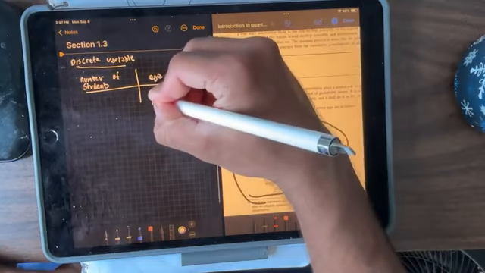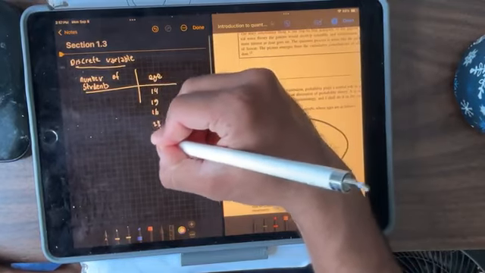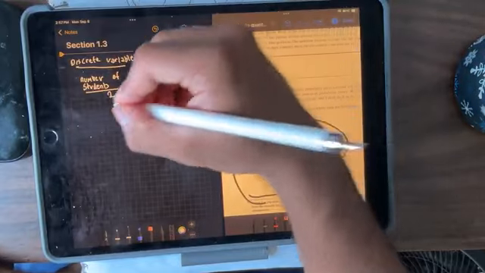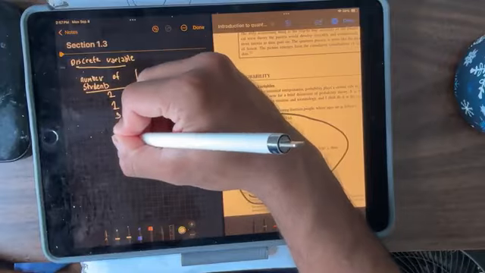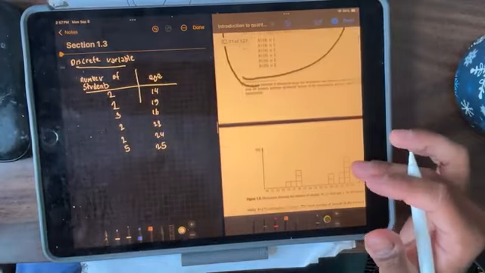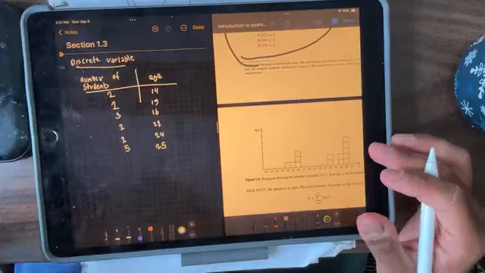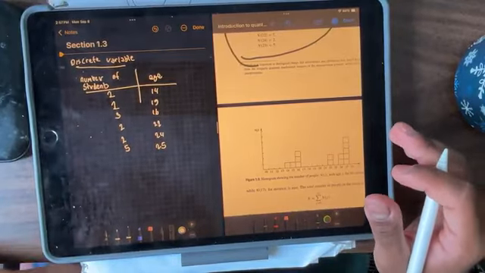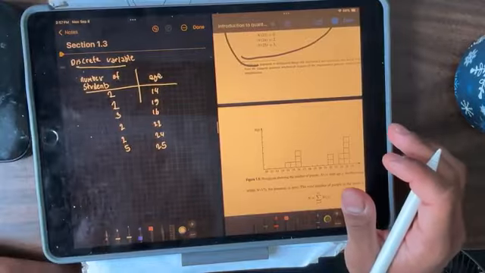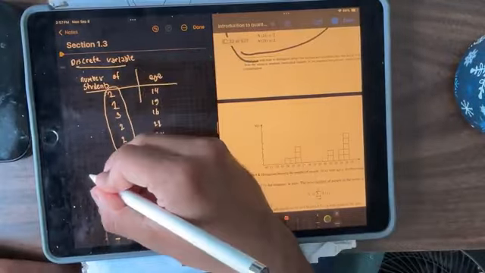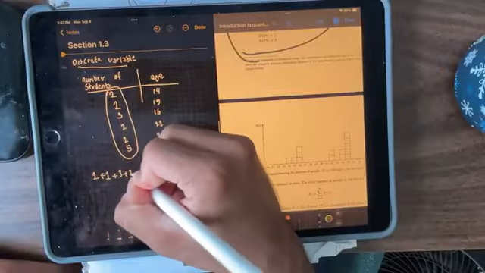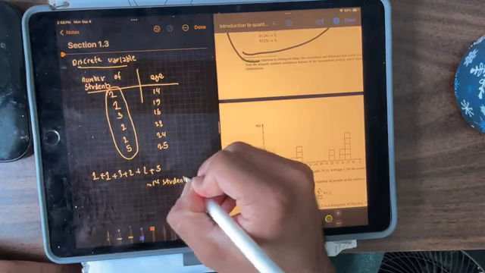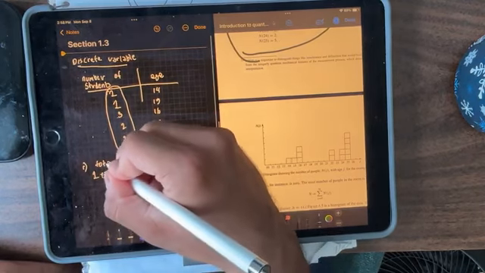The number of students for those ages is 1, 1, 3, 2, 2, 5. So you see the number of students and the age. To calculate the total number of students, you add all those: 1 plus 1 plus 3 plus 2 plus 2 plus 5. So you'd have 14 students in total.